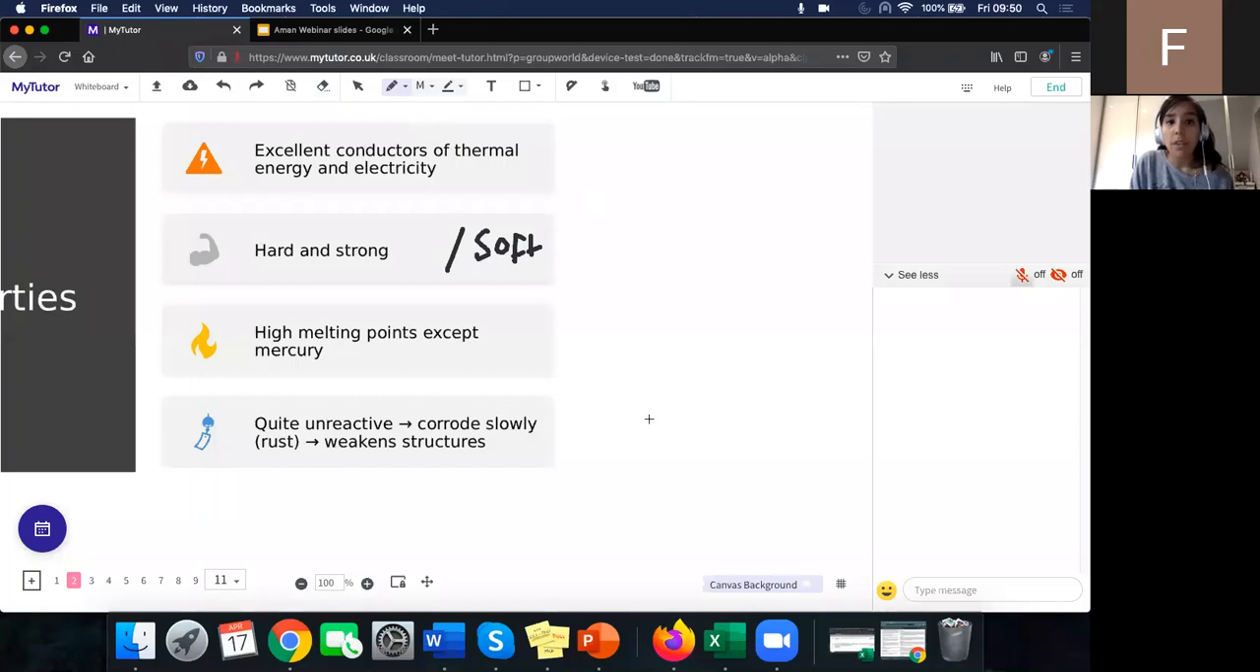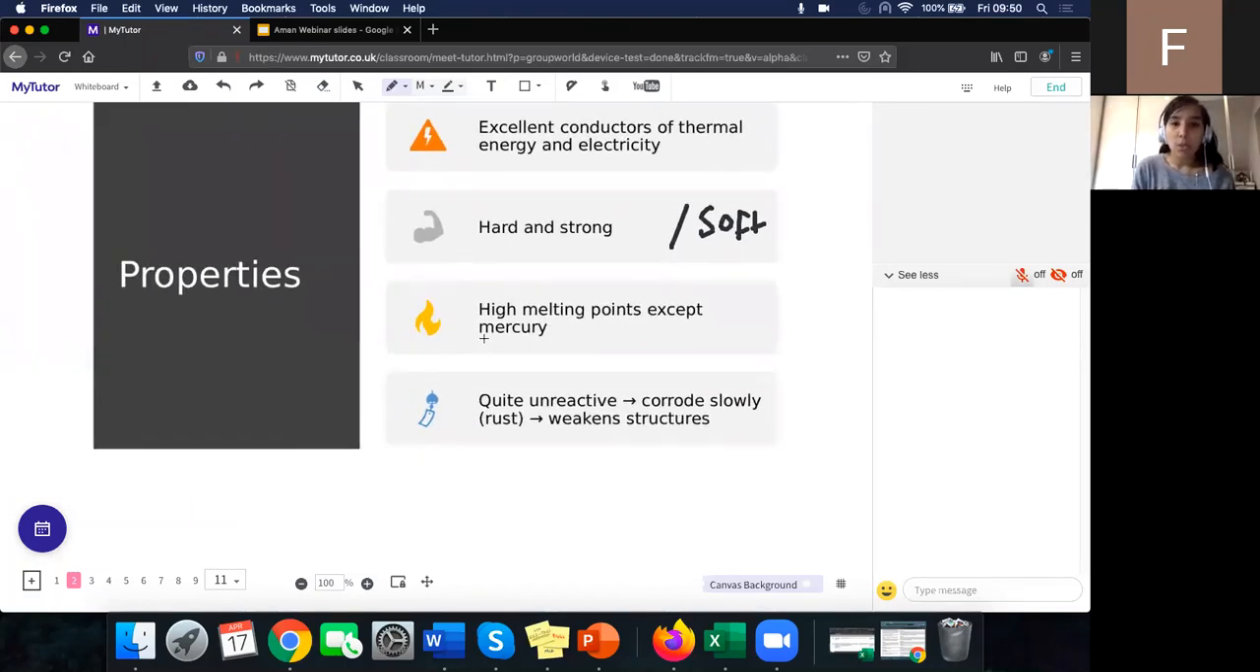Excellent. Basically we've got the electrostatic attractive forces between the outer electrons, or the delocalized electrons, and the cations. Because there's only one delocalized electron per cation, there's quite a weak electrostatic attractive force there. So the alkali metals are soft, whereas the transition metals are hard and strong.